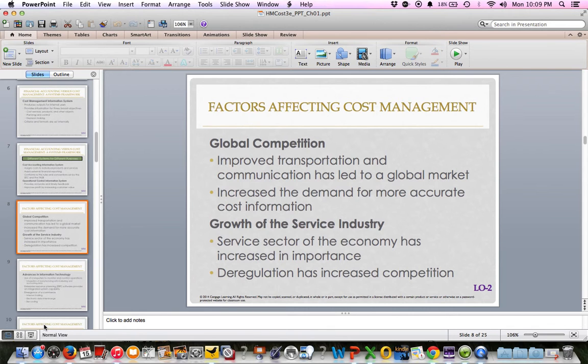At the same time, the service industry is also growing. And so, especially in the U.S., with deregulation in some industries and us becoming more of a service-based economy, those things are driving the growth of the service industries. And so obviously cost management needs to follow along with that.